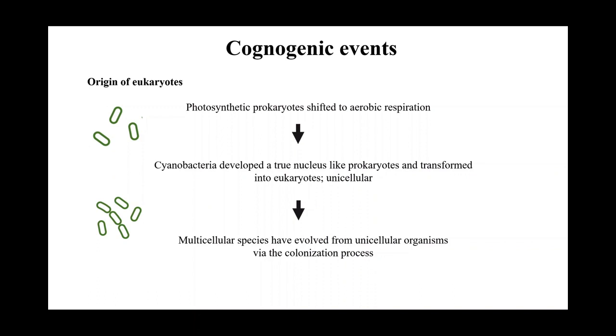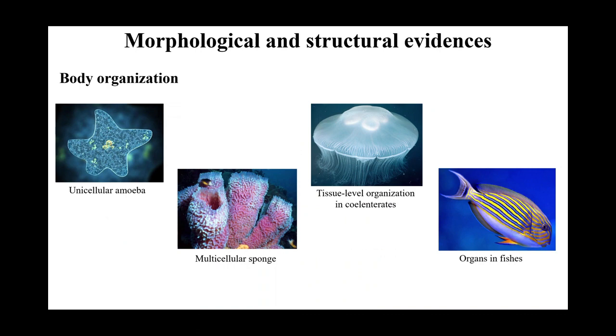So now what are the morphological and structural evidences? We say that organisms came from previous organisms, and we also mentioned that complexity increases over the period of time during evolution. And you can see that the body organization keeps getting more complex as time passes. So you start with a unicellular amoeba, move to a multicellular sponge. The multicellular sponge now demarcates different functions to different cells, and they become tissue level organization. And then you have tissues coming together to perform several functions. They become organs, for example in fishes. So these are morphological structural evidences.